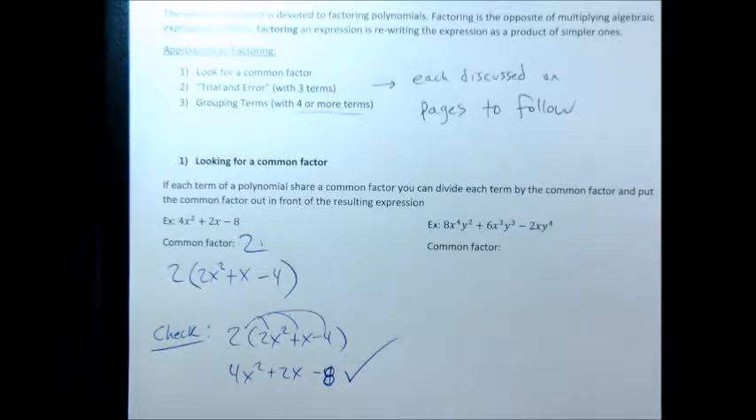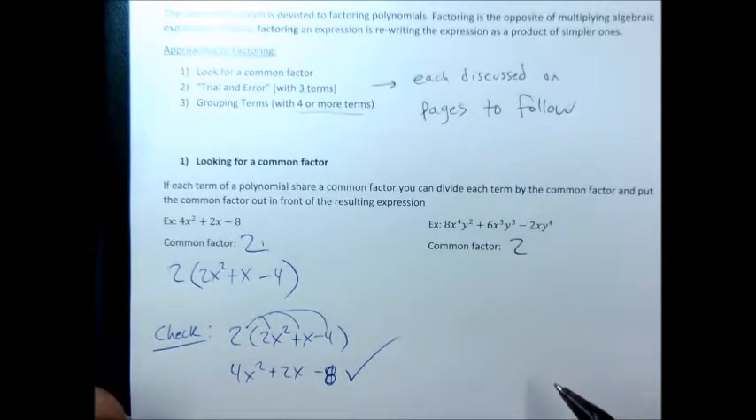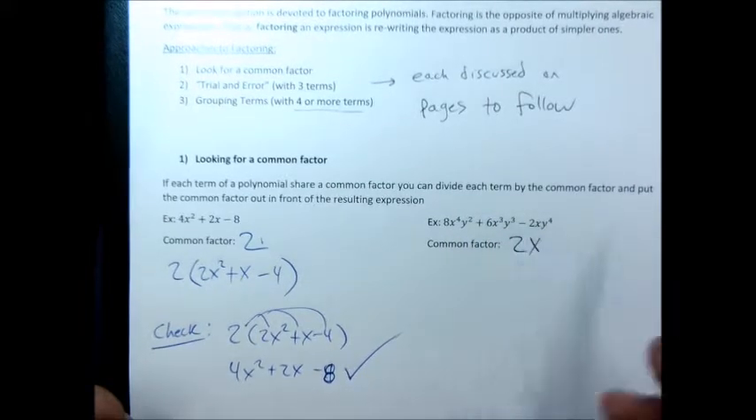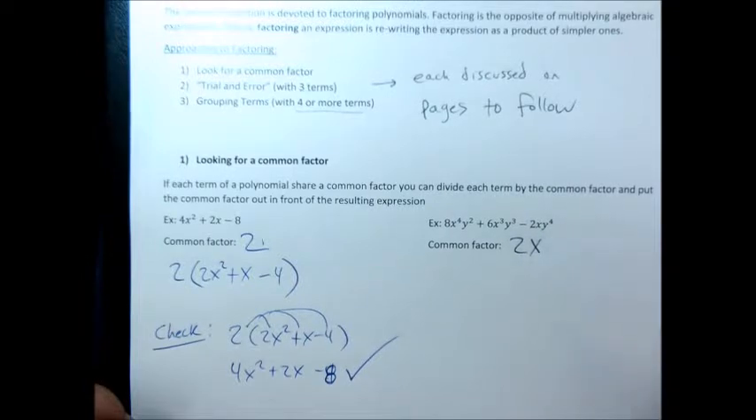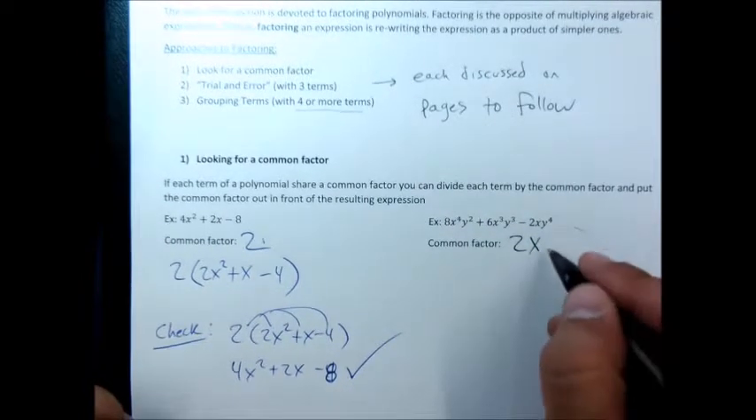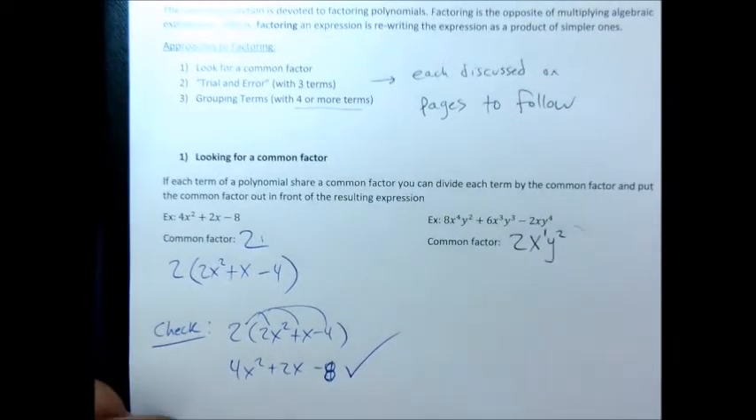What about the next one? What's the common factor in this one? They all are divisible by 2. We've got an even for sure. I agree that x is a common factor because they all have an x, and x is the lowest power, x to the 1. What about y's, though? It looks like they all have a y, and they all have 2 y's. And so it looks to me like the common factor is 2xy squared.